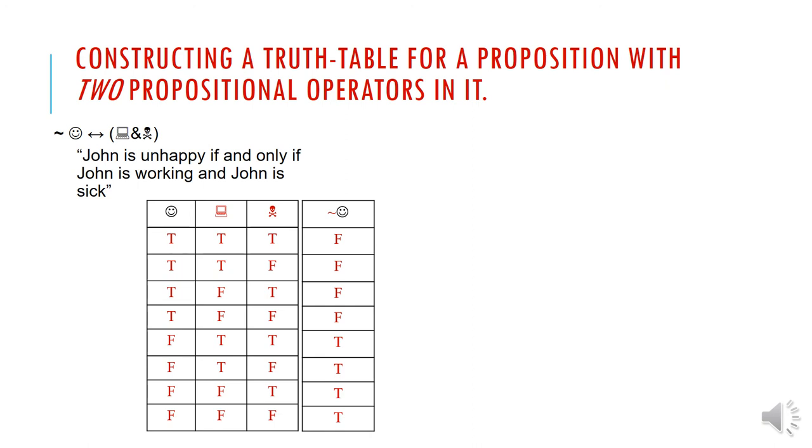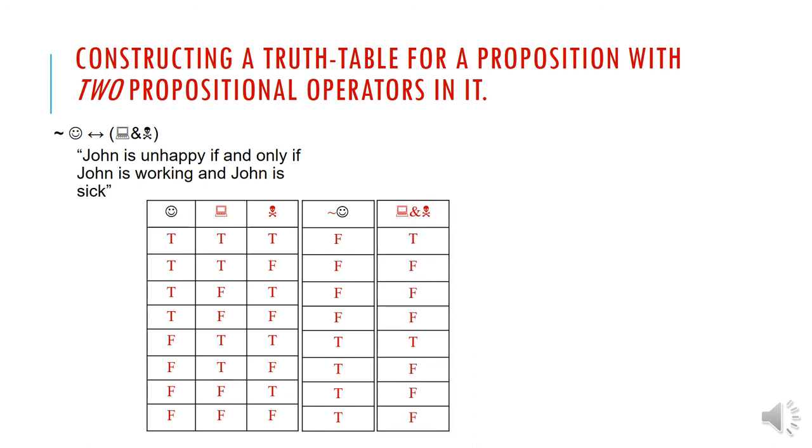Now, before doing the biconditional arrow, I see that the computer screen and the skull and crossbones are in parentheses, meaning that they need to be done separately. And so I will draw a column for computer screen and skull and crossbones. Here, I'm looking at my reference columns, just column 2 and column 3, the column with the computer screen and the column with the skull and crossbones. And then I'm using my template of the conjunction, and.